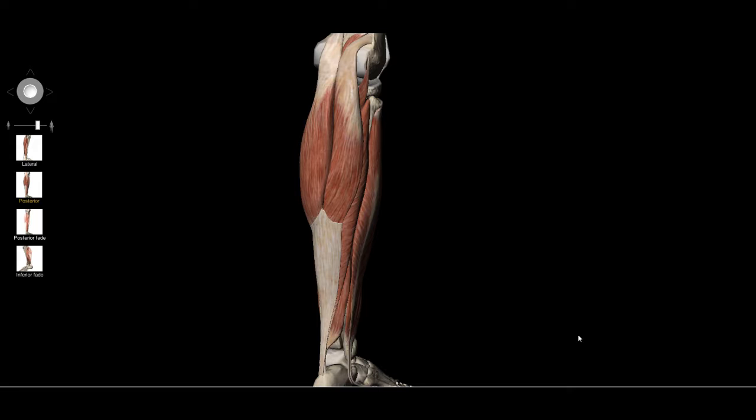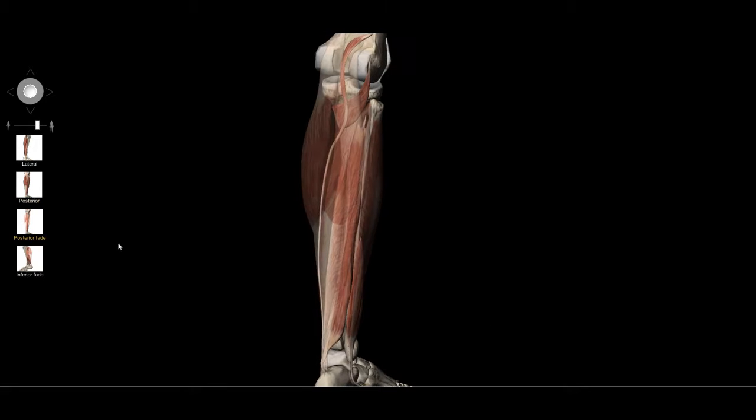Now, if I fade out this gastroc and take a look a little bit deeper, we can see again our long tendinous attachment of the plantaris, and then we can look deeper to that and see the soleus.